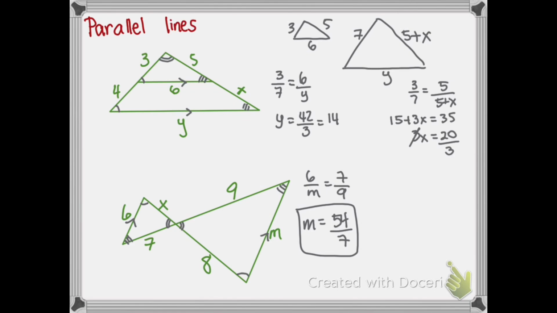Then we'll do the same. 7 and 9 equals x over 8. And when we do cross multiplication, 7 times 8 is 56, and then over 9. And that's it.